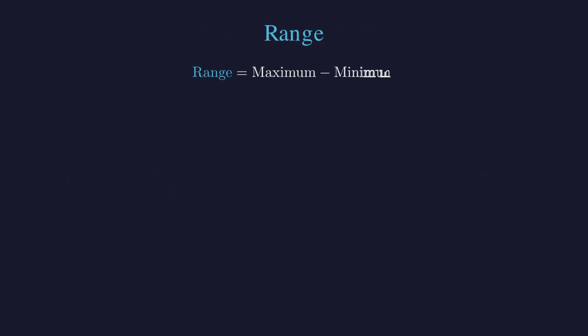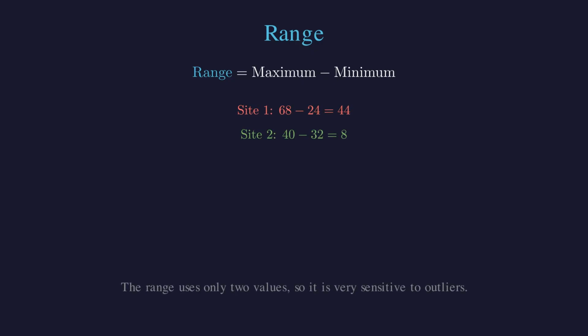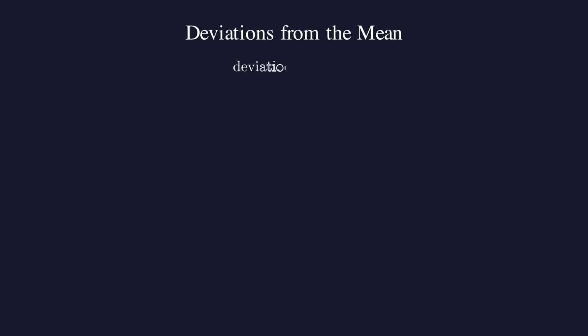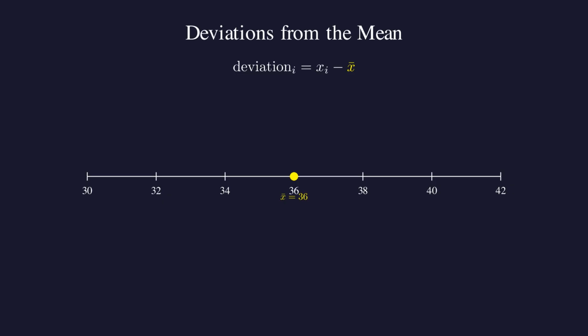The simplest measure of spread is the range, which is the maximum minus the minimum. Site 1 has a range of 68 minus 24, which equals 44. Site 2 has a range of only 8, but the range uses just 2 values, so it is very sensitive to outliers. The standard deviation is built on the idea of deviations.